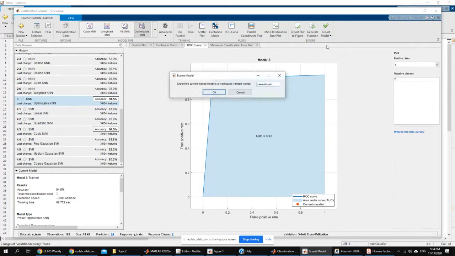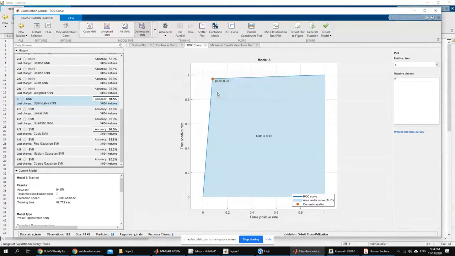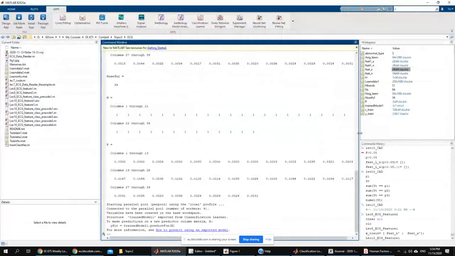If you export the model, it tells you which variable you want the model to be in. It has a default of trainedModel, so let's just call it trainedModel1. If I say OK, now my model will be right there. It's already there. I gave you here some indications that it was exported from the classification learner. It tells you how to classify a certain set of observations: yfit is equal to this. So I can just use it like this.